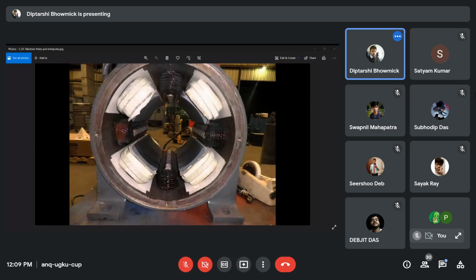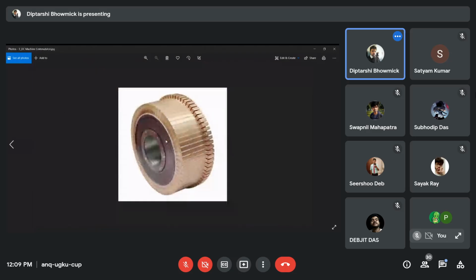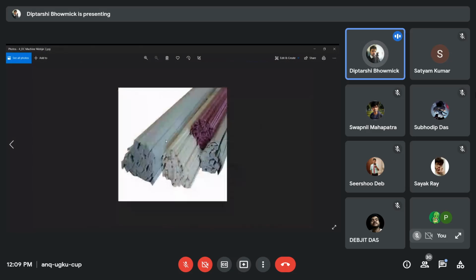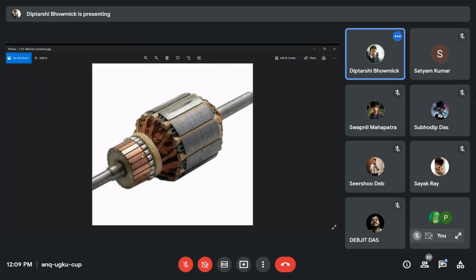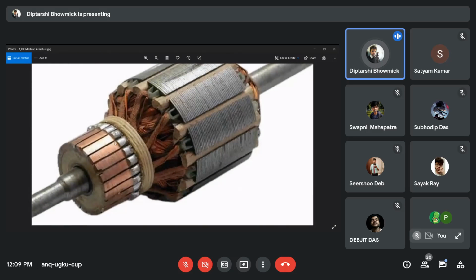Well, then the commutator. What is the commutator? This is the commutator. You can see the commutator over here, in the armature. If you zoom in, this is the commutator. Commutators are basically made of copper, and each commutator segment is connected with a conductor. Whatever EMF is induced in the conductor, the current flows to the commutator, and from the commutator the current goes to the brushes and then to the outer circuit.